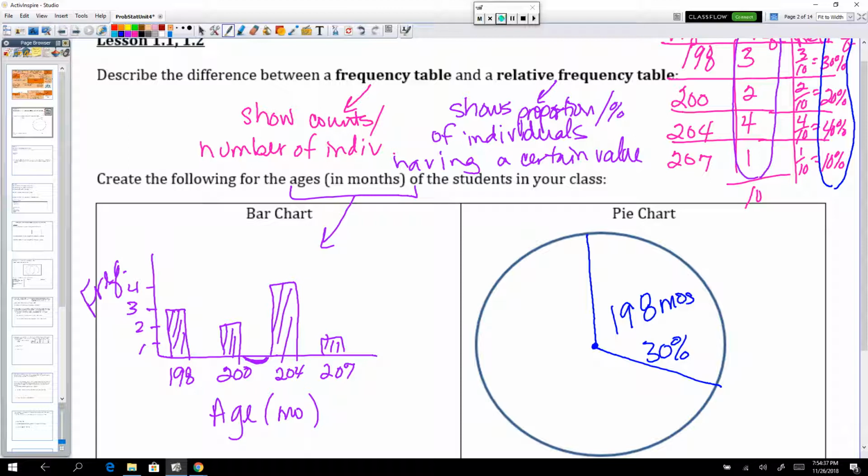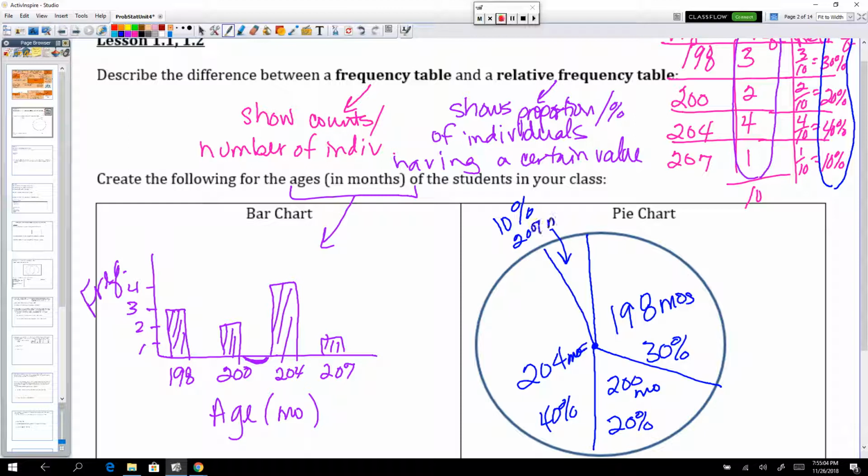and then 20% were 200 months old, and 40% were 204 months old, and then of course the 10% you might have to call out here, 10% were 207 months old. I mean, it should always equal the whole, right?